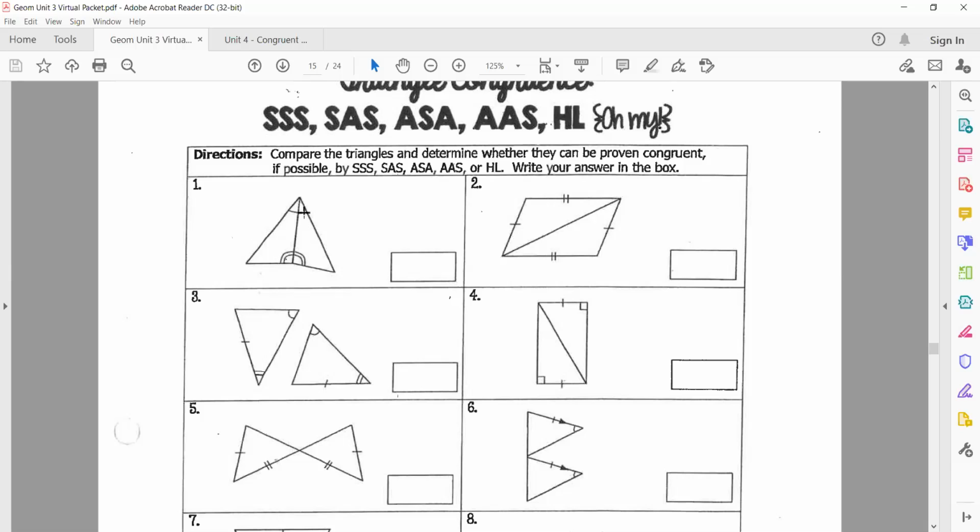It shows me that this angle is congruent to that angle. This angle is congruent to that angle by the shapes there, the single half circle, the double half circle. So that one's angle, side, angle. What about number 2?